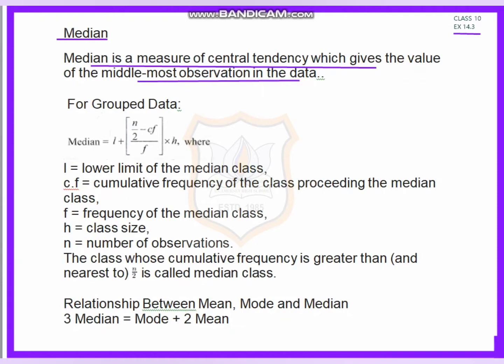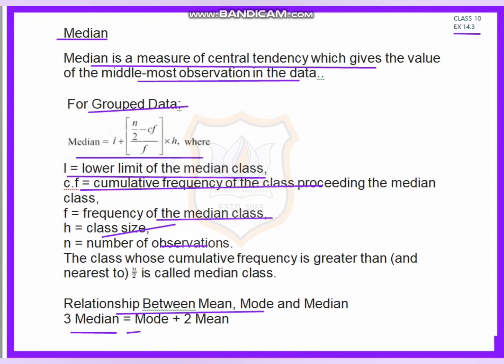For grouped data we have the formula: median equals L plus (n by 2 minus Cf) upon f into h, where L is the lower limit of the median class, Cf is the cumulative frequency of the class preceding the median class, f is the frequency of the median class, h is the class length, and n is the number of observations.